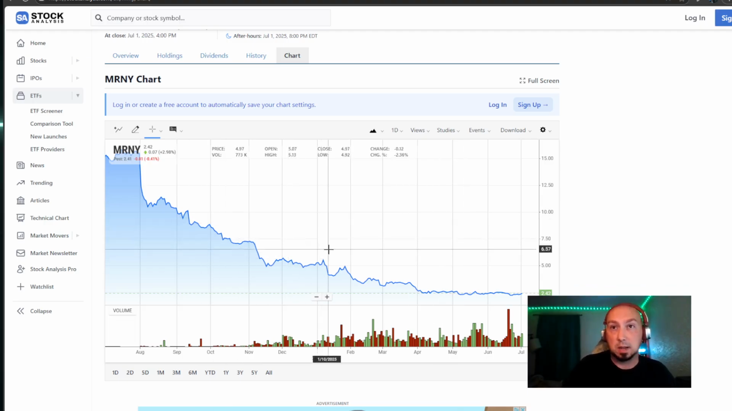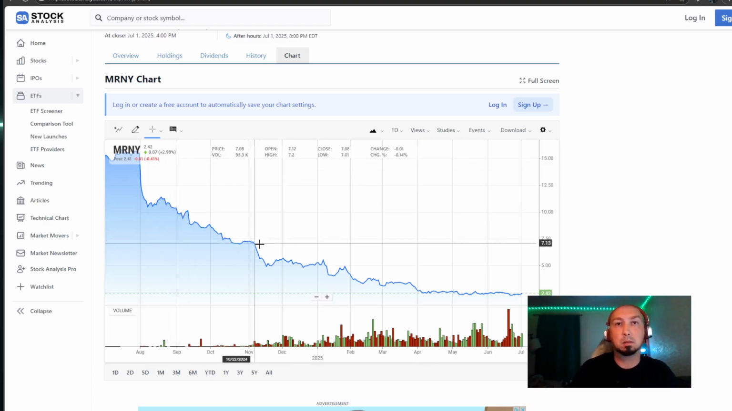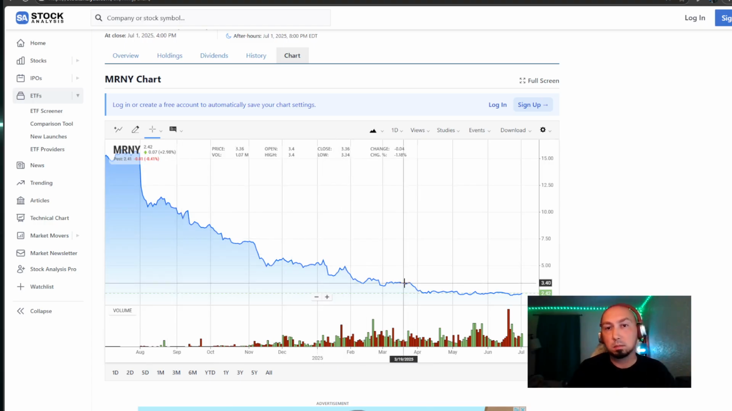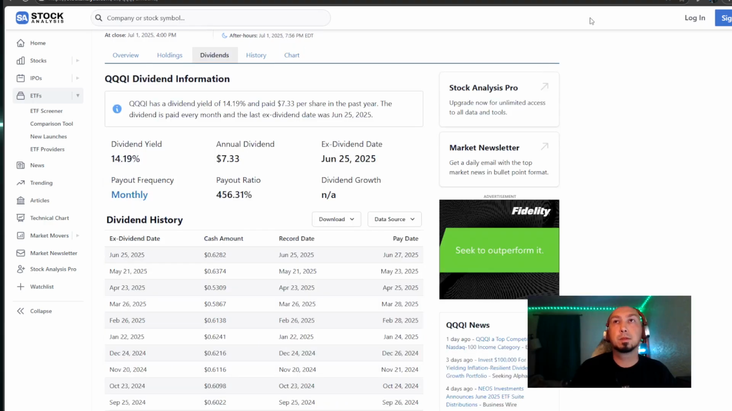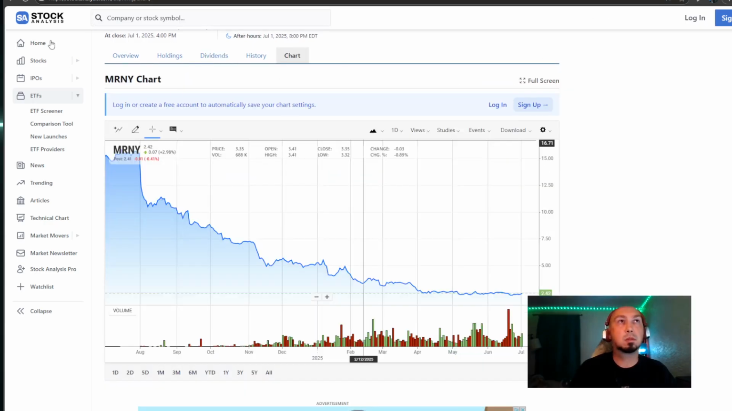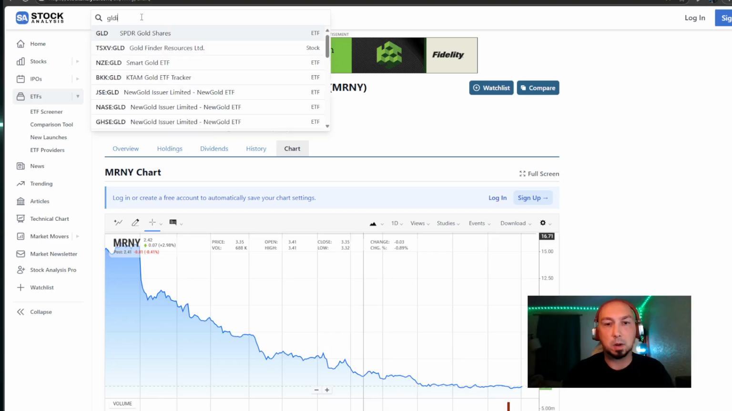This is obviously NAV erosion. Your asset value is eroding by the underlying product. So test it, throw it in here. We had GLDI last time. That was the one I was just showing you.